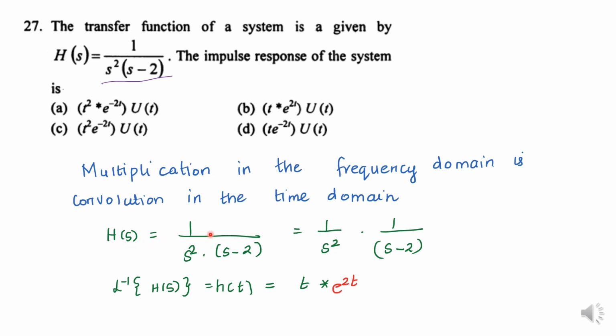H of S is divided into two parts: 1 by S square into 1 by S minus 2. And next I am going to take the inverse Laplace transformation of H of S. I will get H of t. So 1 by S square equal to t, and 1 by S minus 2 is e power 2t. So this is the correct answer: option t into e power 2t. Option B is the correct answer.